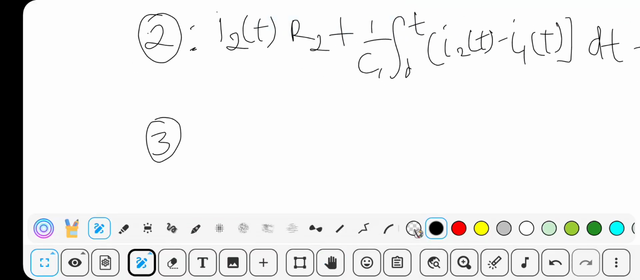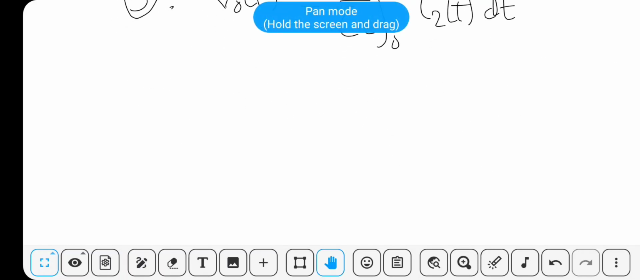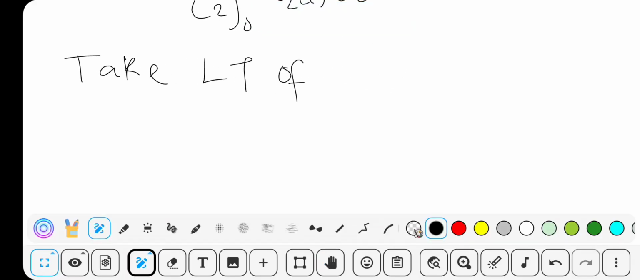Now for equation 3, this becomes v naught of t is equal to 1 over C2 integral 0 to t I2 of t dt. So the next step is to take the Laplace transform of the new equation 1, 2, and 3.